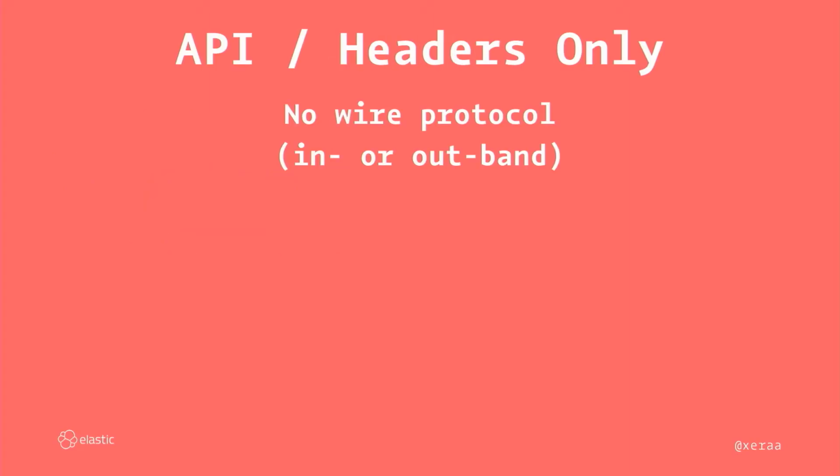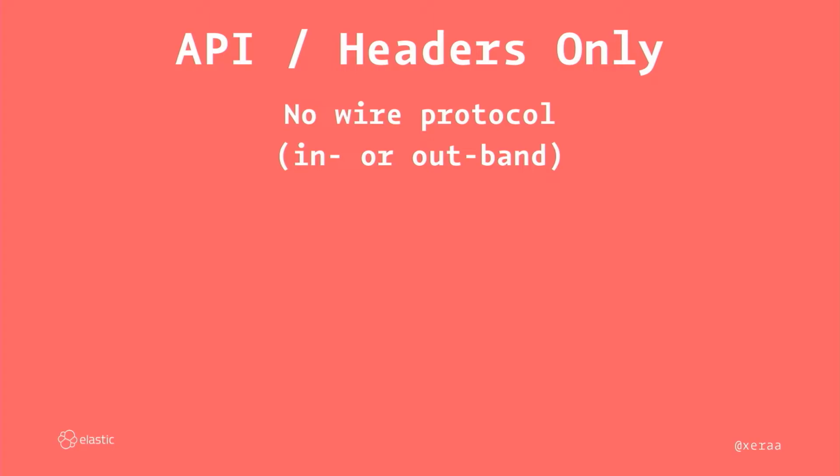The problem is OpenTracing was very limited. It only provides an API or headers. It does not provide any wire protocol. So it doesn't specify that the agent of one vendor can talk to the wire protocol of another vendor. So the wire protocol can be either in-band or out-band. In-band is the propagation of the headers, and out-band is actually the centralization of the data that the agents collect.